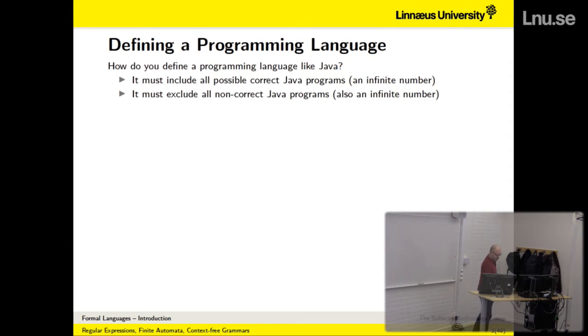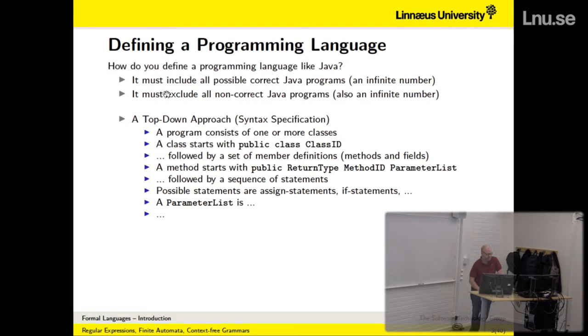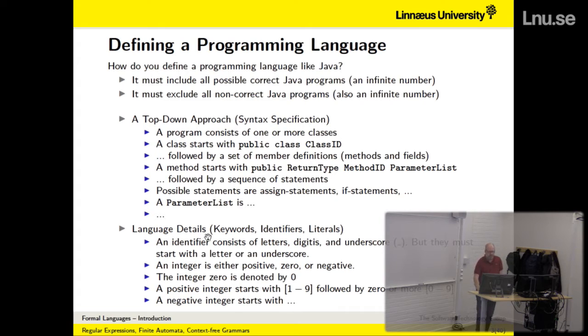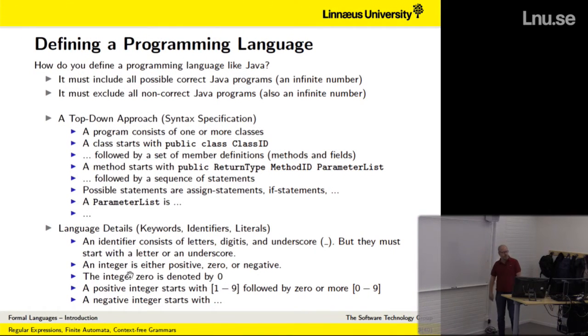Well, you might take a top-down approach and say a program consists of one or more classes. A class starts with public class ID, followed by a set of member definitions. A method starts like this. This would be one way to describe what a Java program is. And tiny details, what do we mean by an identifier and a number? We could use another part of our definition saying that an identifier consists of letters, digits, and underscore, but they must start with a letter or underscore. An integer is either positive or zero. This could be one way to specify the language. Do you agree?